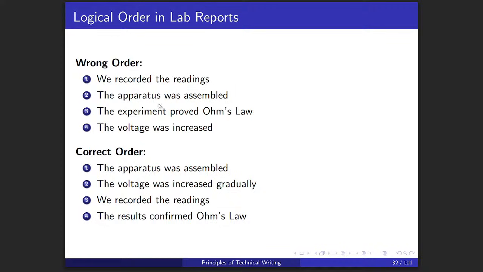We recorded the readings. The apparatus was assembled. The experiments proved Ohm's law. The voltage was increased. This is the wrong order. Instead of that, the correct order is: first, the apparatus was assembled. The voltage was increased gradually. We recorded the readings. The results confirmed Ohm's law.